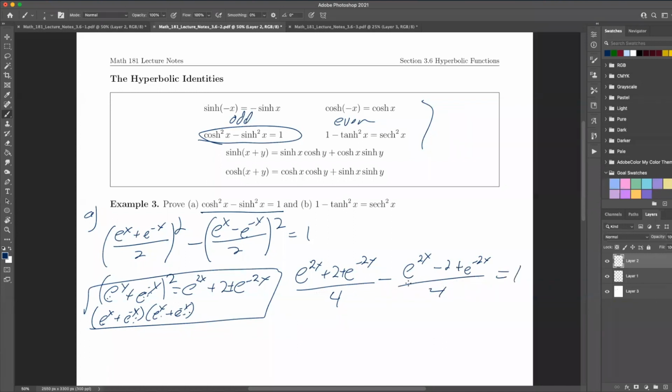Since these have the same denominator, I can just move the negative here, and then I can start canceling stuff. This is a negative e to the 2x, this is a positive e to the 2x, so these two cancel. This is a negative negative, so this becomes a 4. So this will be 4 over 4. And this is positive e to the minus 2x minus e to the minus 2x, so these two cancel. So that equals 1. That's how you do the proof. You can just plug it in. Or let me show you how to do the other one.